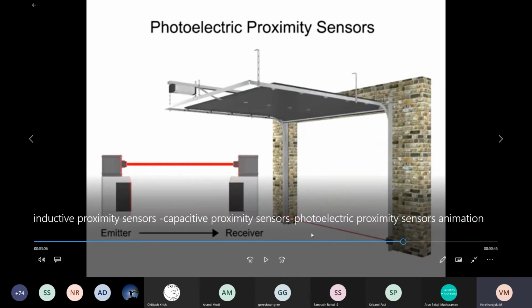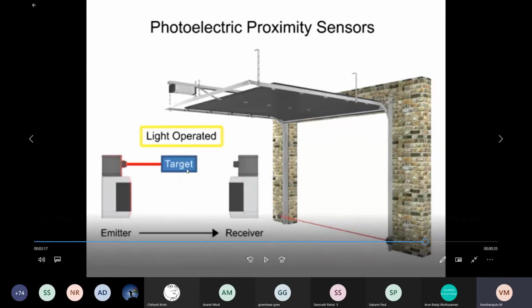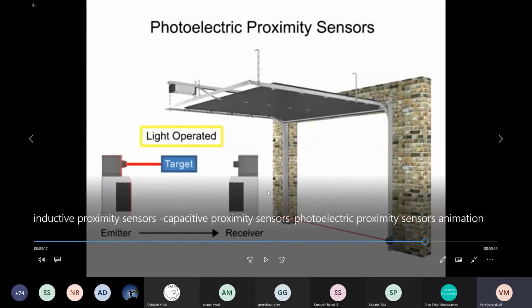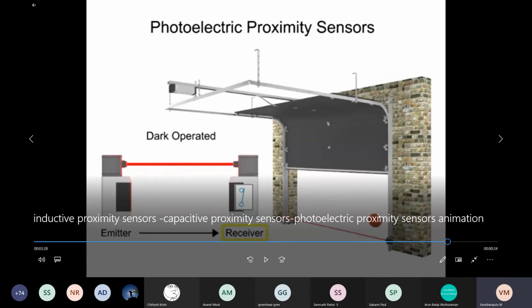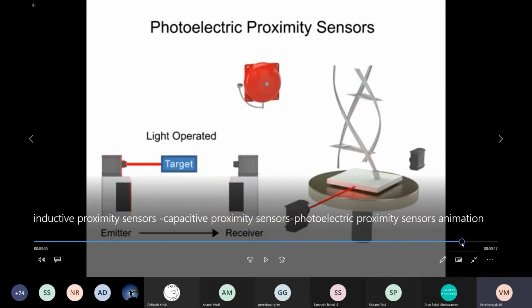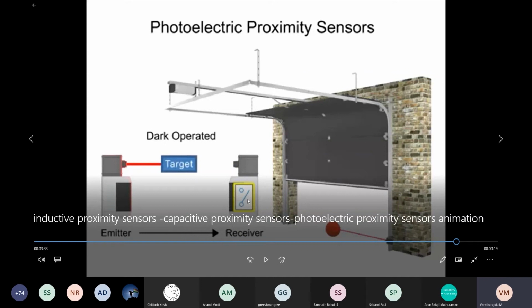And this portion is called the dark operated portion, when some obstacle interrupts this signal. See here, this is called the light operated. When some target approaching interrupts the signal, that portion is called light operated mode. And see here, when some ball is approaching the target, immediately it activates the switches and it stops the movement of this slide.